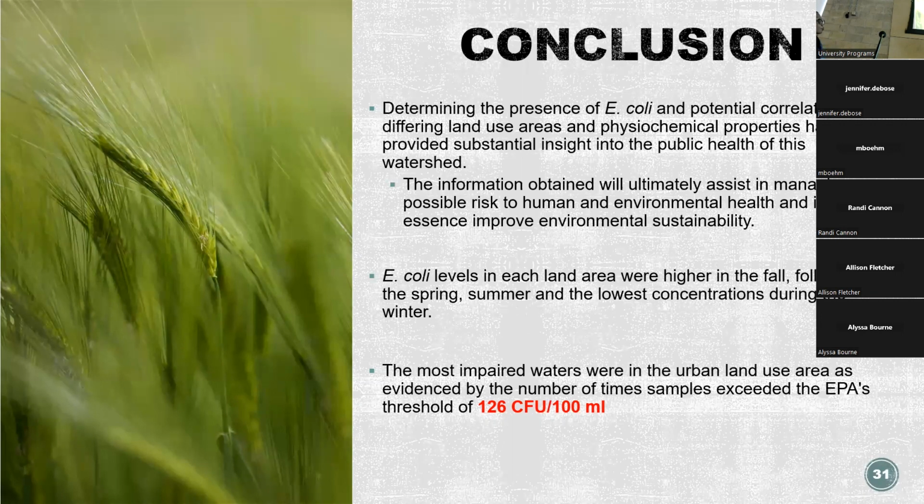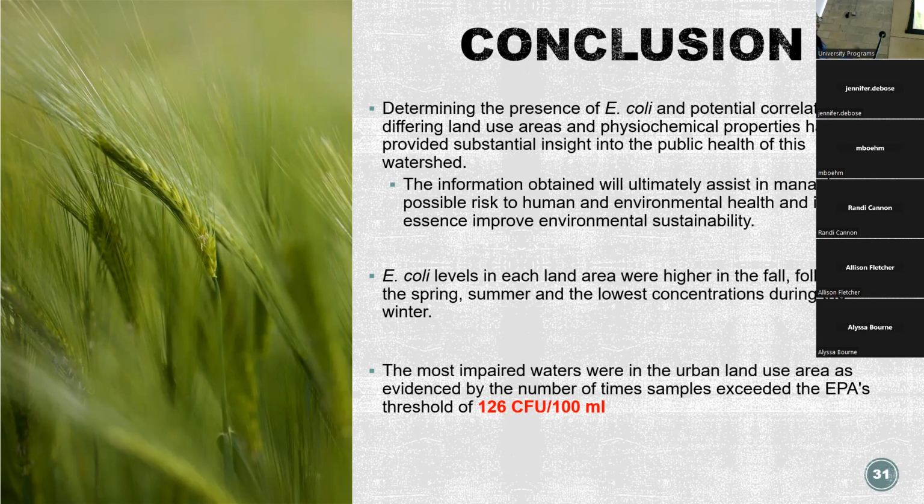And so the most impaired waters were in the urban land use area, as evidenced by the number of times sampled that exceeded the EPA's threshold. And so one of the things that we want to do is continue to manage and look at this watershed to see if this is consistent all the time, because again, it does not follow the literature, where we're thinking that the higher levels of E. coli would be in the agricultural land areas versus the urban areas. But we do know that there can be a lot of runoff in these urban areas from construction sites and things like that. So that may also contribute to that area.